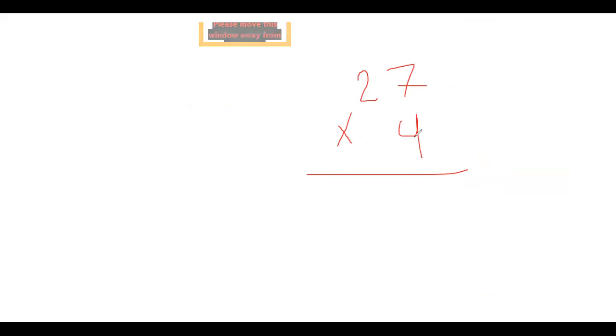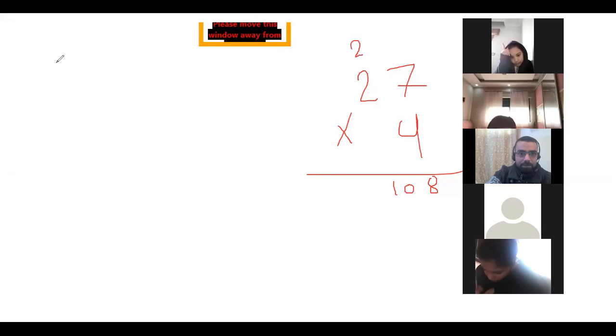So like 27 times 4. We just multiply the 4 times the 7 and the 4 times 2. Now 4 times 7 is 28. So I will put here the 8 and here's the 2. Now again multiply 4 times 2. Now 4 times 2 is 8, plus 2 is 10. And the answer is 108. That's it. Okay?